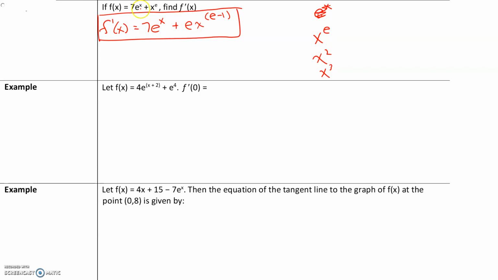The derivative of e to the x is e to the x, so we have 7 times e to the x. The derivative of x to the e: the e comes to the front, and we subtract 1 from e, so it's going to be e times x raised to the e minus 1 power.